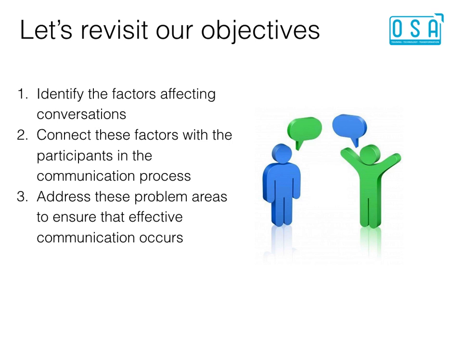So, before we end, let's revisit our objectives. I think we have already identified the factors affecting conversations, and we have connected these factors with the participants in the communication process. And lastly, we have addressed these problems by considering the different factor areas affecting communication breakdowns. And this is to ensure that effective communication occurs.